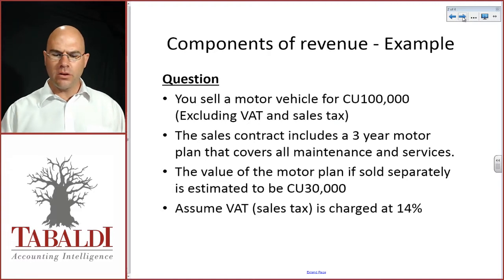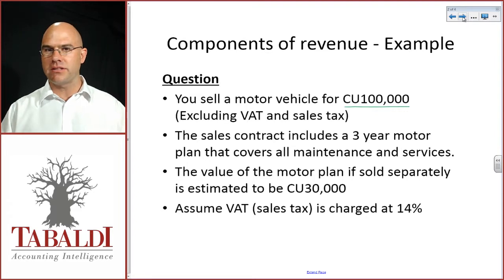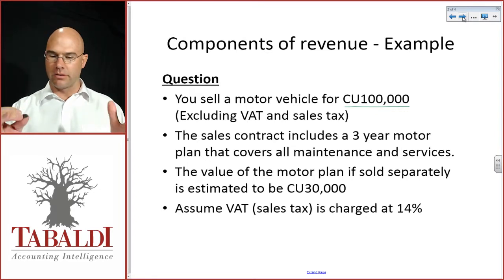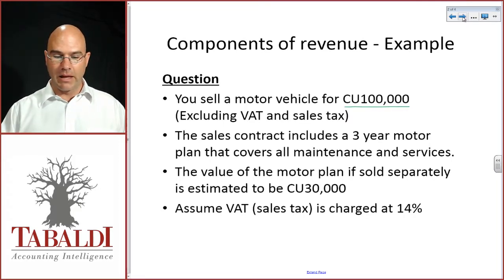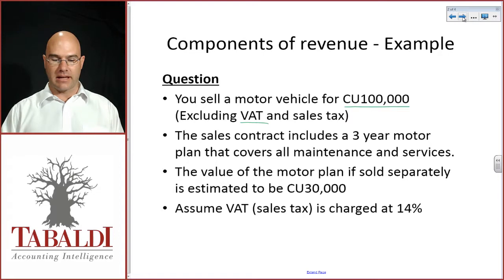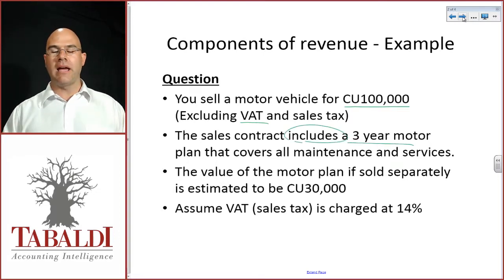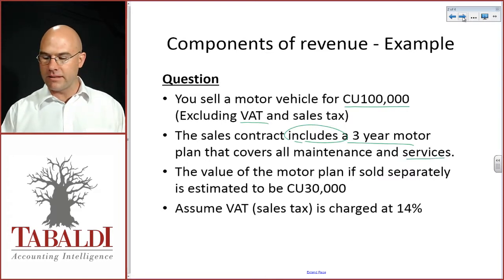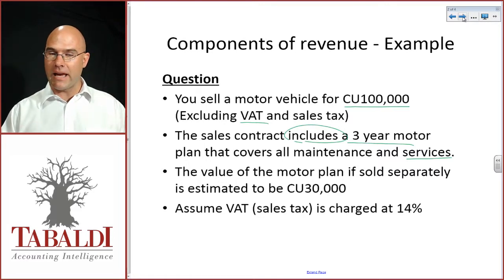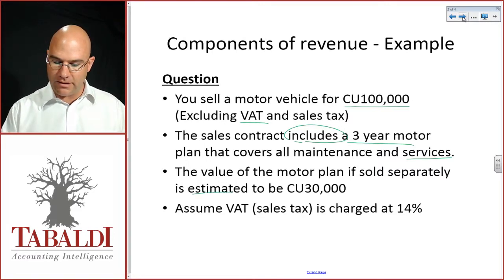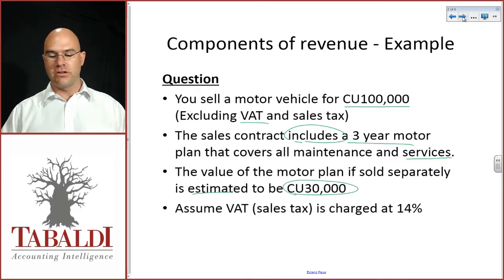So you're selling a motor vehicle for 100,000. Remember, CU's currency units, might be rand, might be dollars, might be euros. We are operating here in South Africa, so we would use rands. I said excluding VAT and sales tax. The sales contract includes a 3-year motor plan that covers all maintenance and services. We've got a second component here, please. The value of the motor plan, if sold separately, is estimated to be 30,000. Assume value-added tax of 14%.